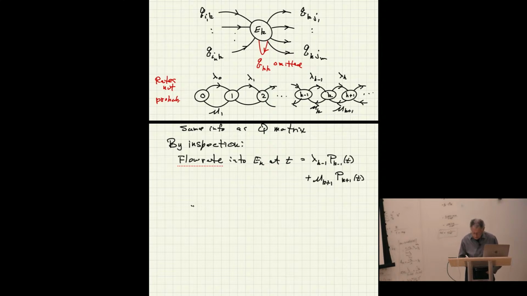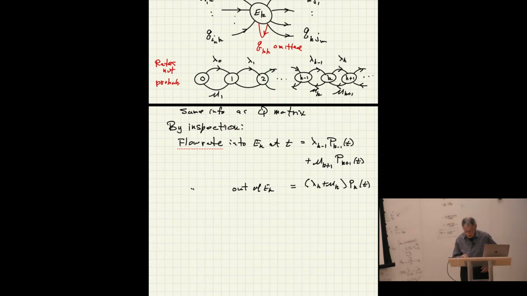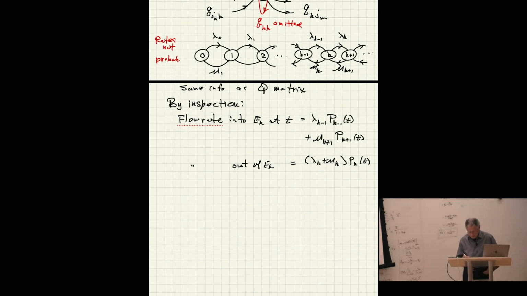And similarly, the flow rate out of EK is equal to, well, there's two ways out. It's lambda K plus mu K of how much? How much it has, which is p K of t. All this at time t. So the difference is the rate at which it accumulates.